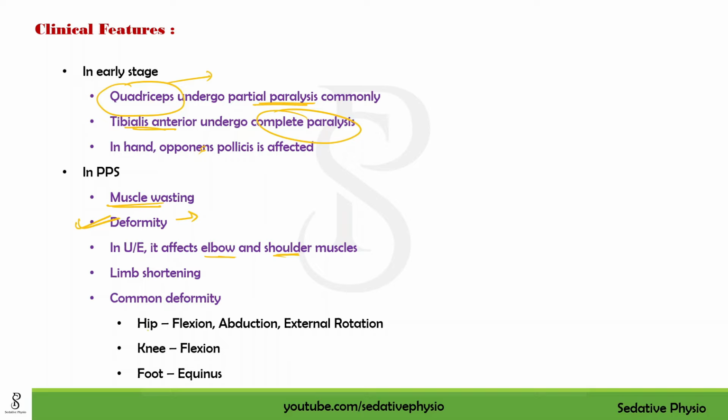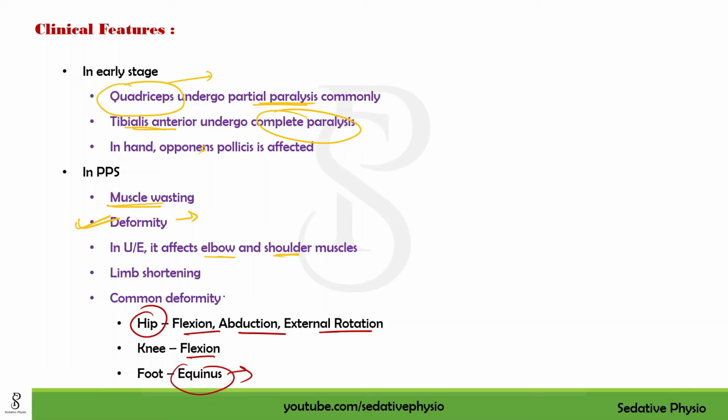Now, let's talk about some common deformities that can be seen in patients of polio. The hip joint will undergo flexion, abduction and external rotation, and this will be the deformity for the hip joint. The knee will undergo flexion deformity. The foot and ankle joint will undergo the equinus position. And because of this deformity, the gait can also be affected. The gait of the patient will be highly affected, because if there is any deformity in the lower extremity, there will be no proper gait parameters, and hence the gait will be highly affected.